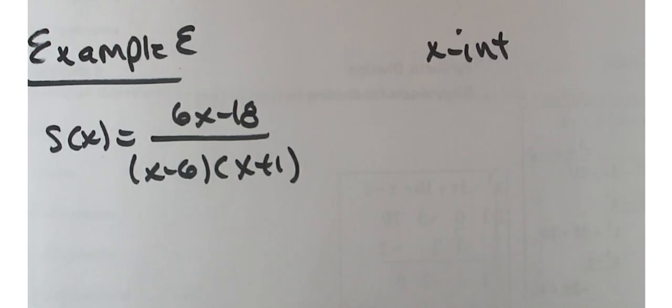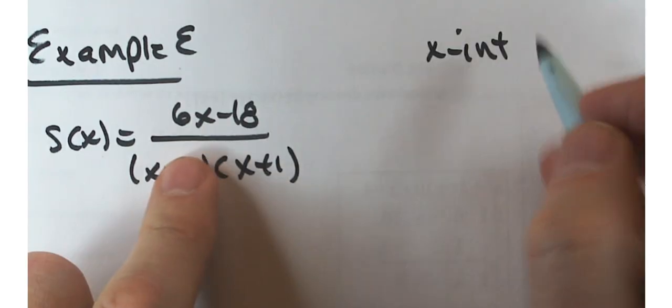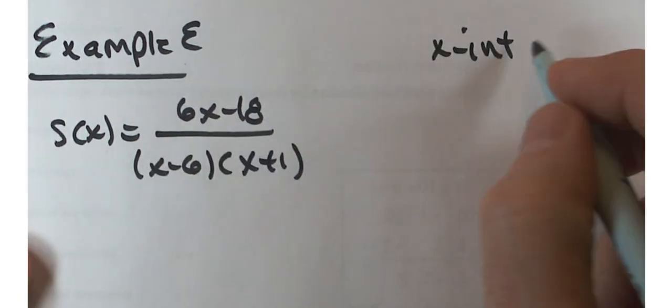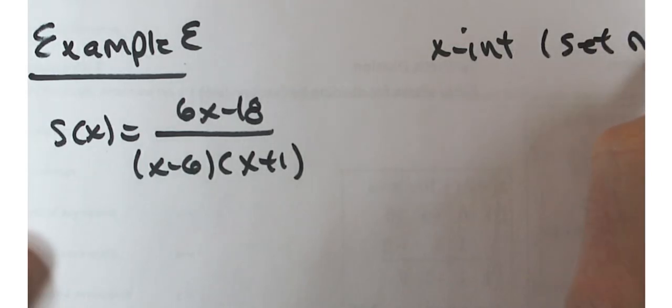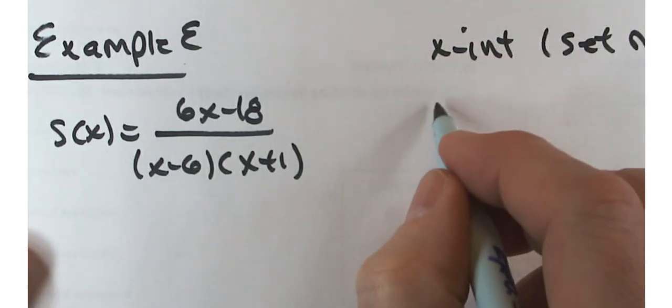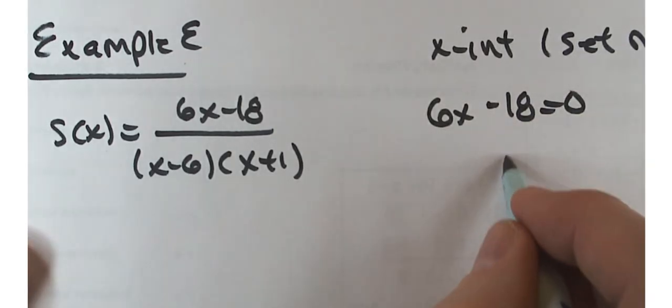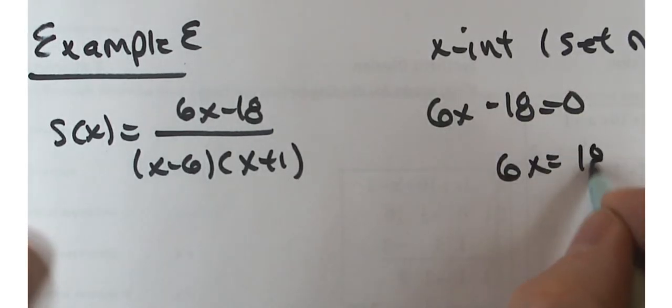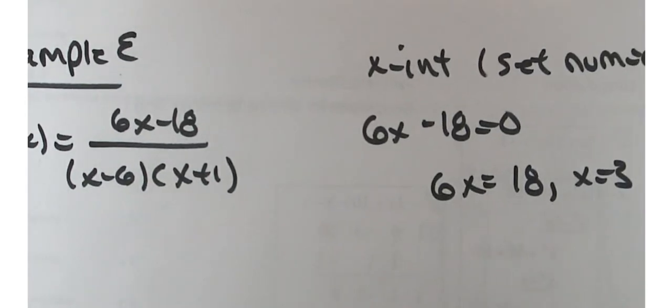All right. So yeah, we're going to set y equal to 0, or set the numerator equal to 0. All right. Awesome. So it's going to be 6x minus 18 equals 0, or x equals 3. No, it's the numerator equals 0.